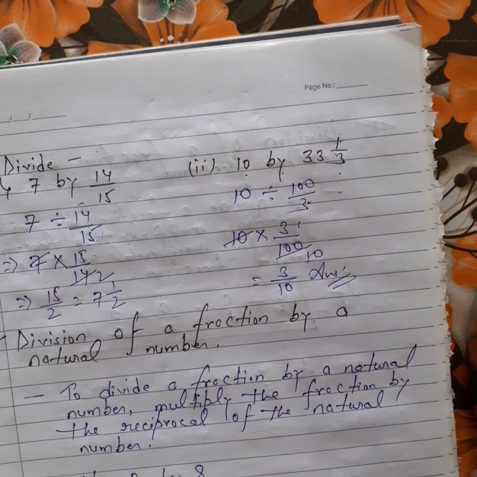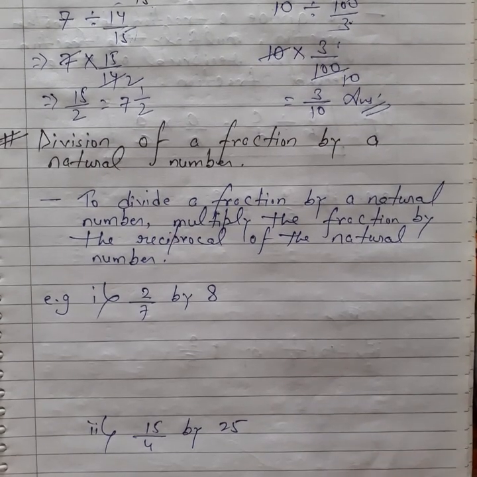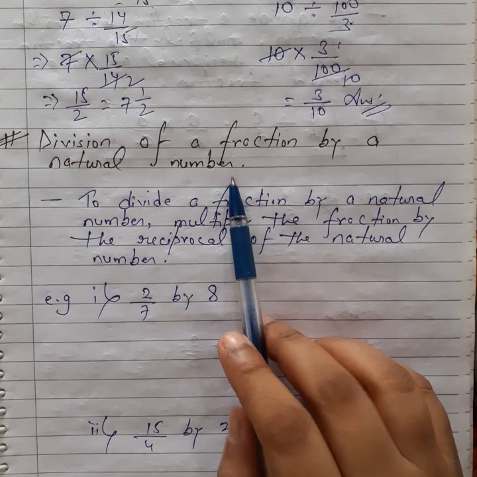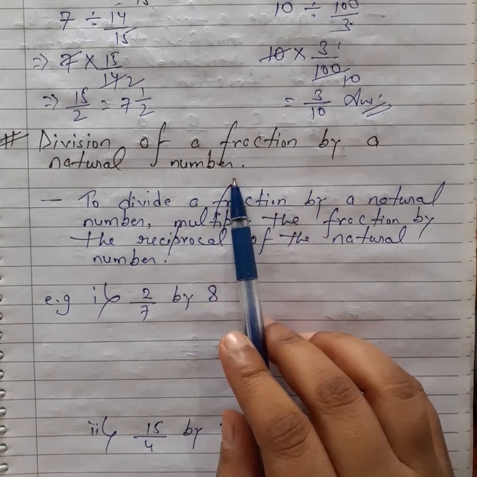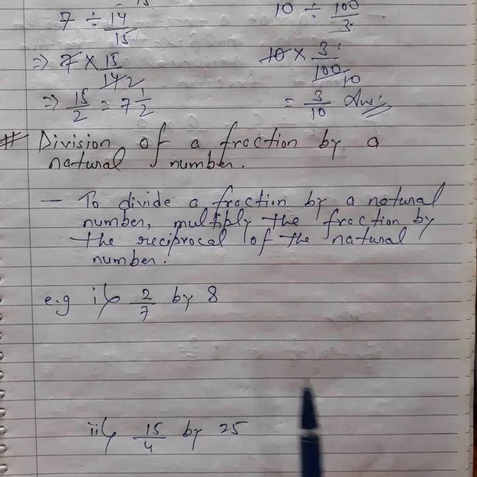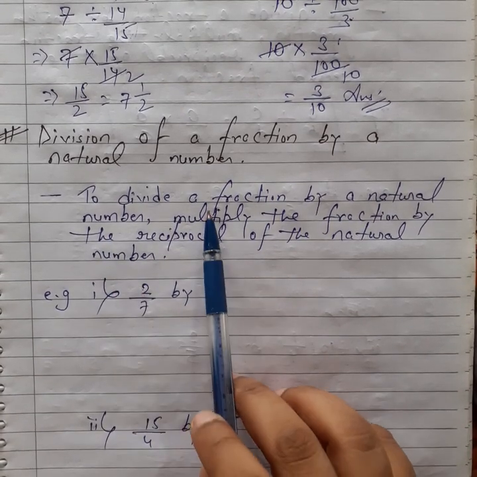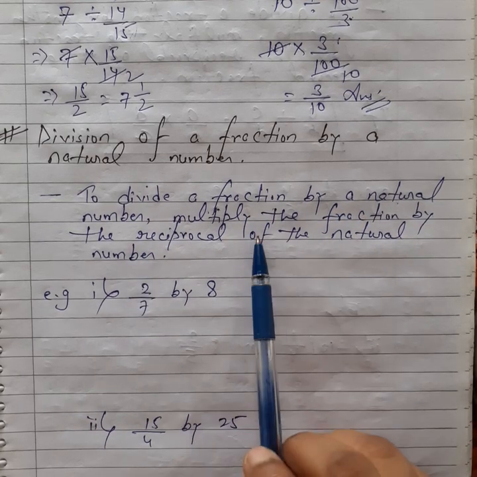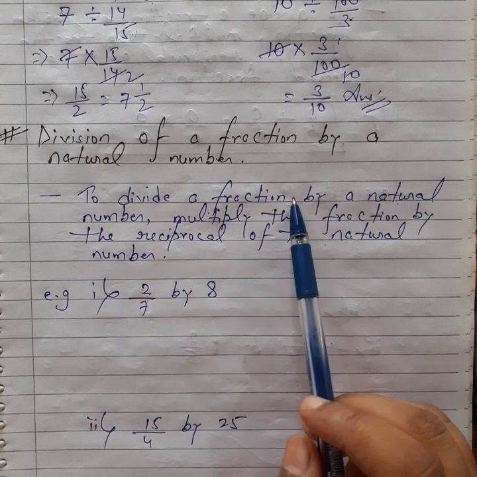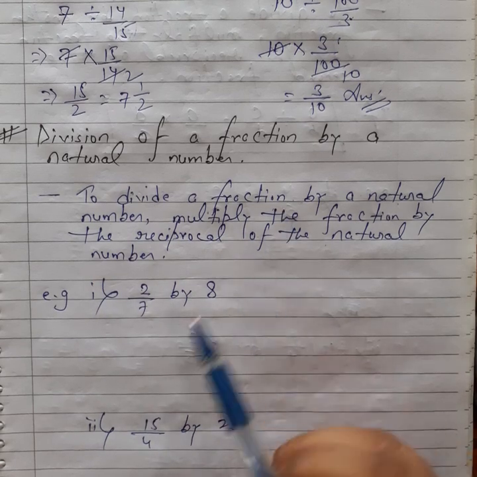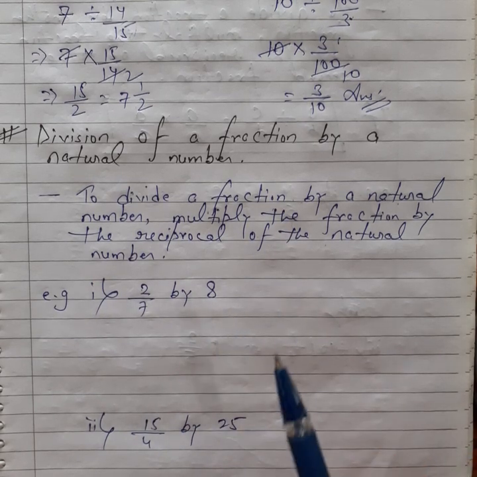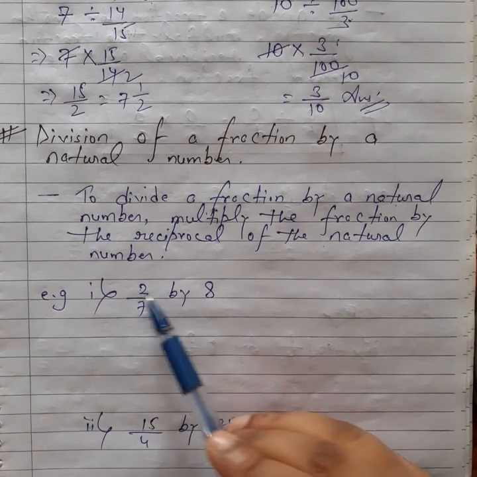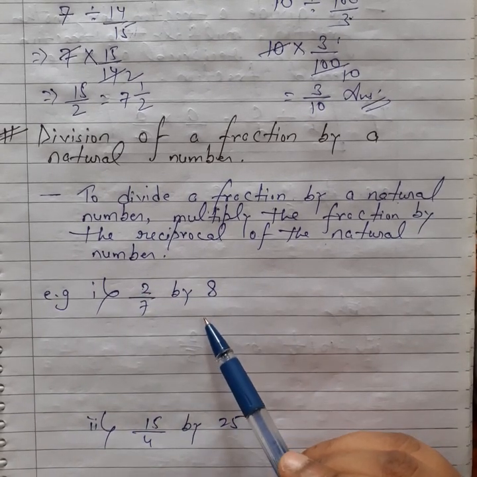10 tens are 100 and our answer is 3 by 10. Now we learn division of a fraction by a natural number. How we divide a fraction by a natural number. It is very simple, students. To divide a fraction by a natural number, multiply the fraction by the reciprocal of the natural number. In the previous one, what we do? We multiply the whole number with the reciprocal of the fraction. Here what we do? We multiply the fraction with the reciprocal of the natural number.